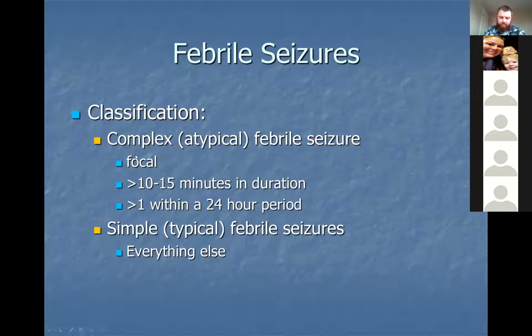So if they have some focality to the seizure, so it's more shaking on one side, you have a head or eye turning to a particular direction. If it's more than 15 minutes continuously, or you get more than one within a 24-hour period, that makes it a complex febrile seizure. So why does it matter? Why does it matter whether it's a simple febrile seizure or complex febrile seizure? Well, I'm going to get onto that.